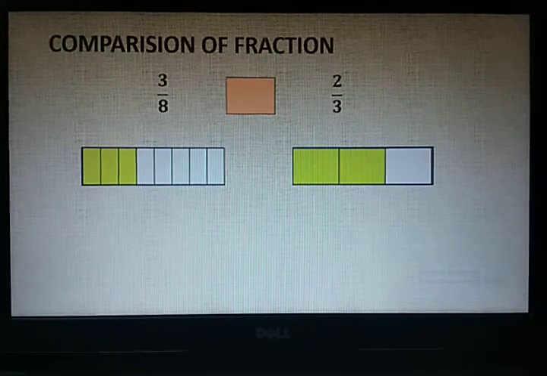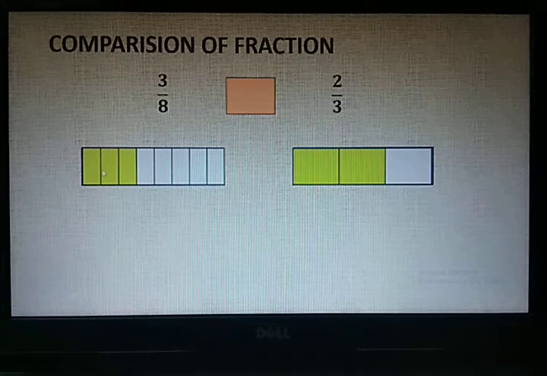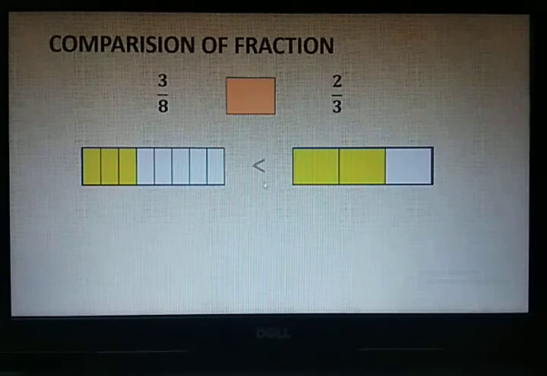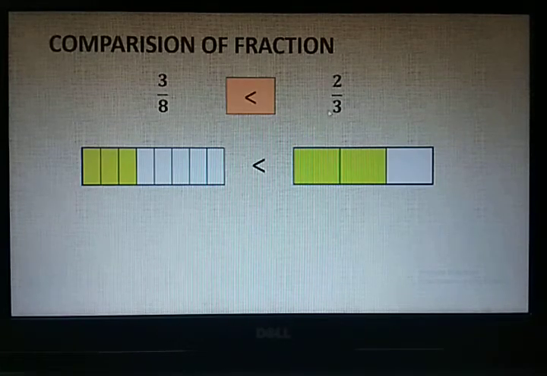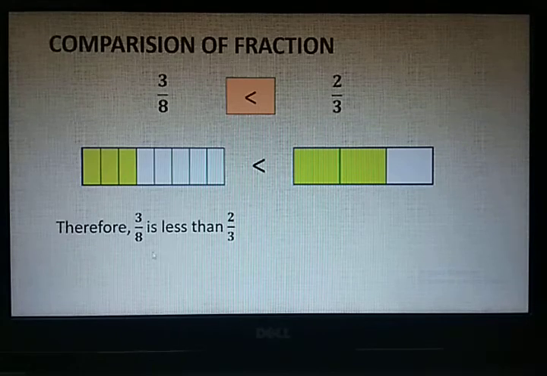Now if you make a close observation, you can easily see that this part is less than this. So we can make a less than symbol here. So 3 by 8 is less than 2 by 3. Therefore, we can write 3 by 8 is less than 2 by 3.